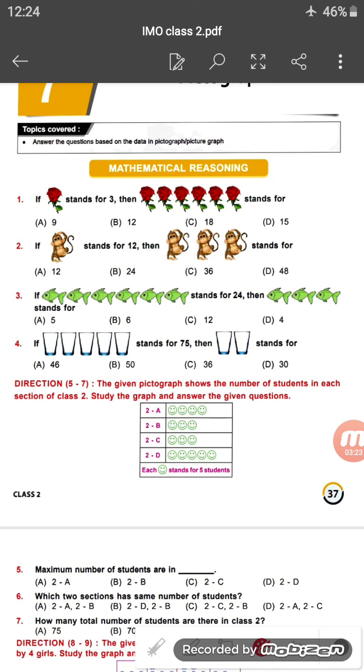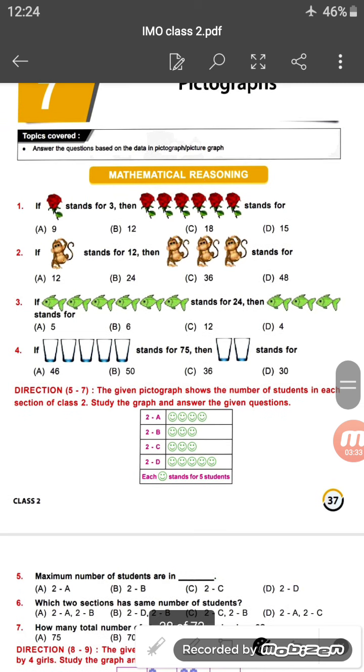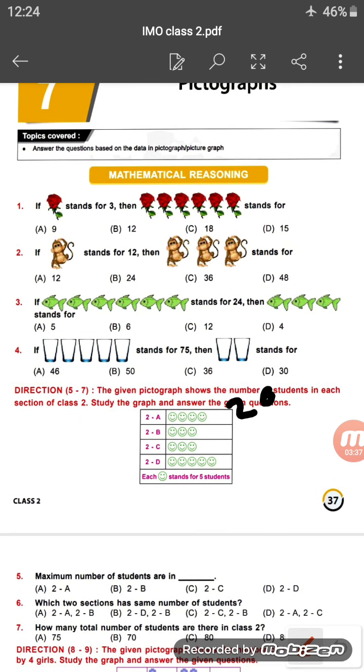Each smiley stands for 5 students. Then 1 2 3 4, 4 smileys stand for 20, obviously. Then 2B, 3 smileys means 15. 2C is 15. 2D, 1 2 3 4 5, means 25. So question number D will be the correct answer.